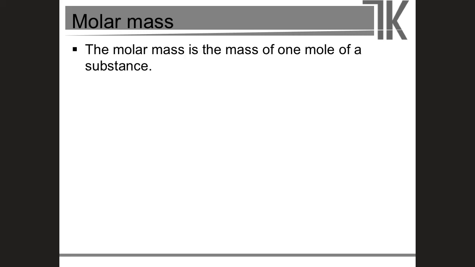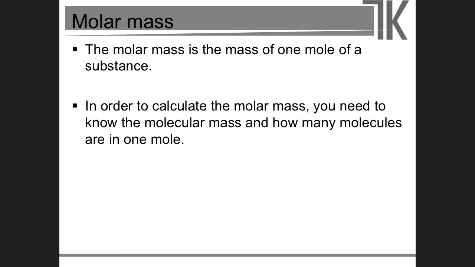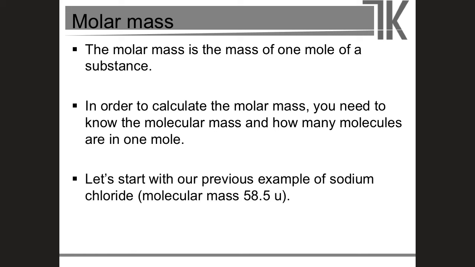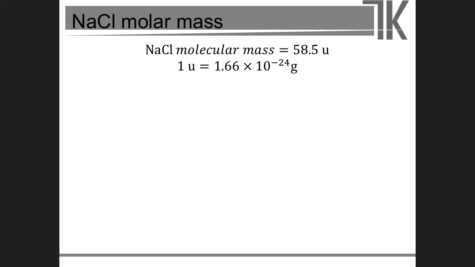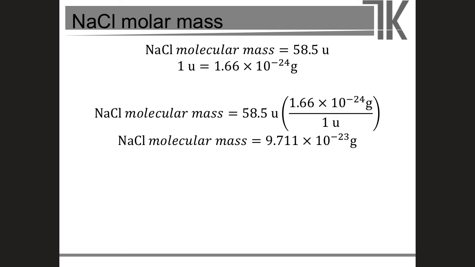So molar mass is the mass of 1 mole of a substance. In order to calculate the molar mass, you need to know the molecular mass and how many molecules are in 1 mole. So we're going to start with our previous example of sodium chloride, which we found its molecular mass to be 58.5 atomic mass units. So our molecular mass of sodium chloride is 58.5 atomic mass units, and we need to get that into a proper mass unit of grams. So 1 atomic mass unit is 1.66 times 10 to the minus 24 grams. Doing that conversion gives us a molecular mass of 9.711 times 10 to the minus 23 grams.